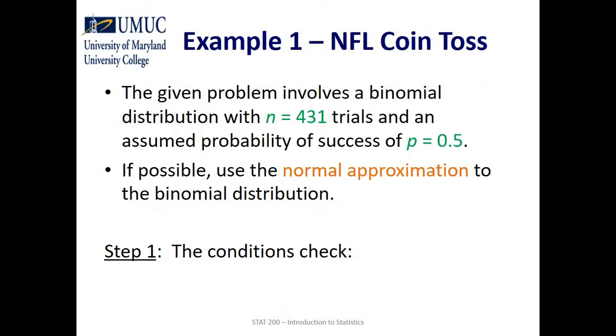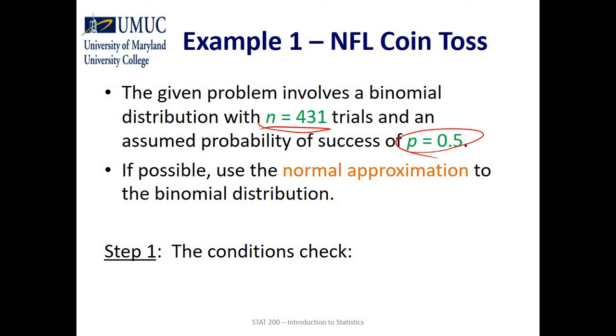So the problem involves a binomial distribution. We have a total of n equals 431 trials and an assumed probability of success of p equals 0.5, which is what I just said. So if we can, let's use the normal approximation of the binomial distribution. First we have to do our conditions check.